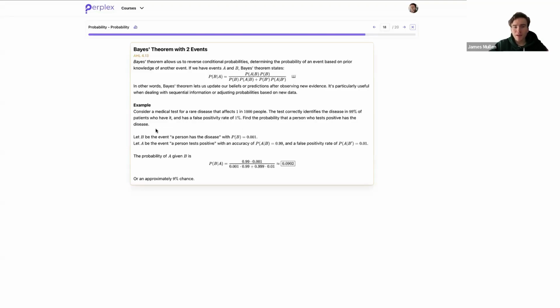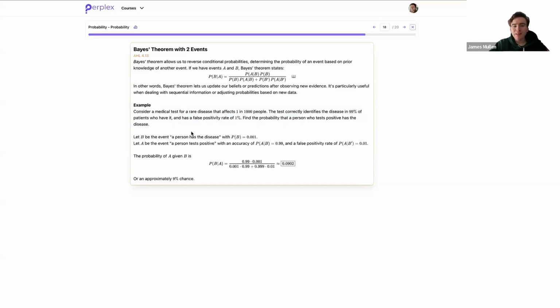And the classic example of Bayes' theorem is imagine that you have a medical test for a rare disease, okay? And 1 in 1,000 people have this disease. And let's say that the test for this disease correctly identifies the disease in 99% of patients who have it, and it has a false positivity rate of 1%. All right? Now, let's imagine that you test positive for this rare disease. What's the probability that you actually have this disease?